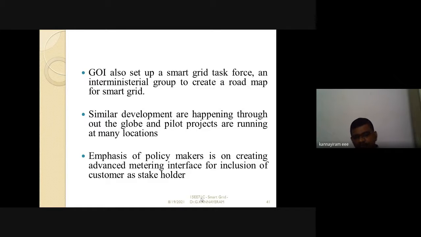Similar developments are happening throughout the globe, and pilot projects are running at many locations towards the smart grid. It emphasizes the policymakers creating advanced metering interfaces for the inclusion of the customer as a stakeholder.